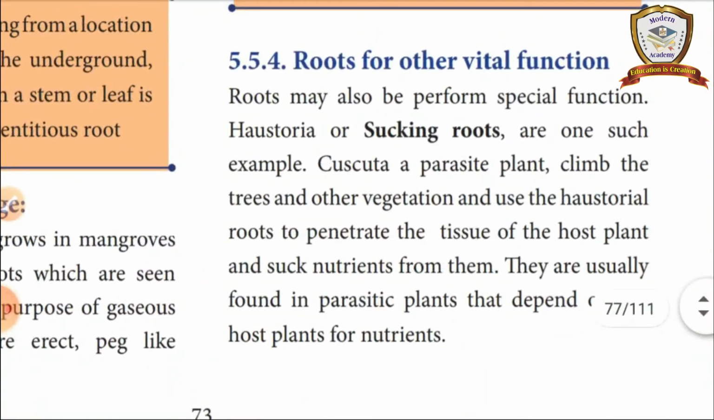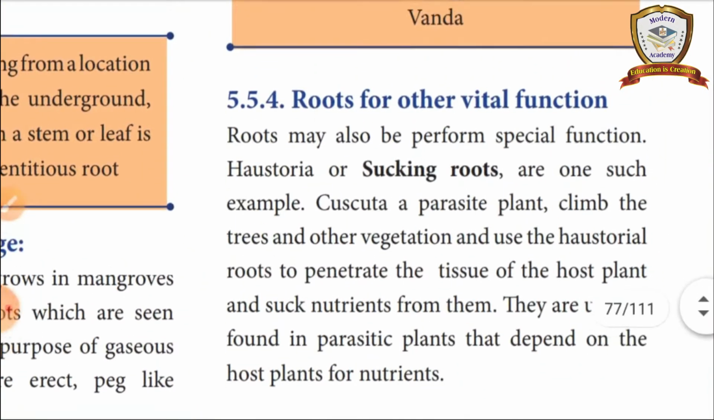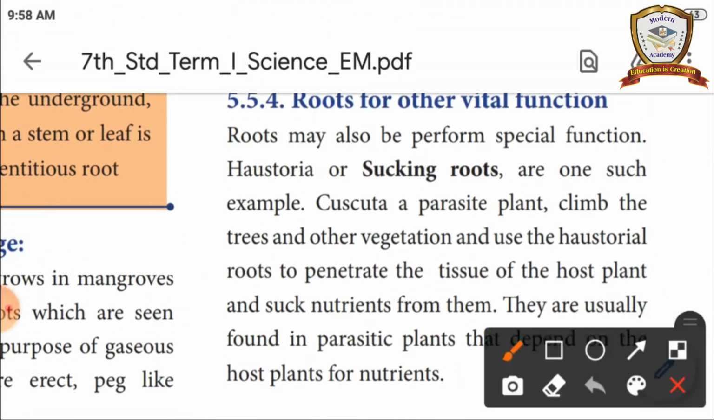And roots for other vital functions. Roots may also perform special functions. Haustoria or sucking roots are one such example. Cuscuta is a parasite plant. Parasite means it depends on another plant. I already showed you the Cuscuta plant. So this Cuscuta plant is a parasite. Parasite means it depends on something else to climb or to live.